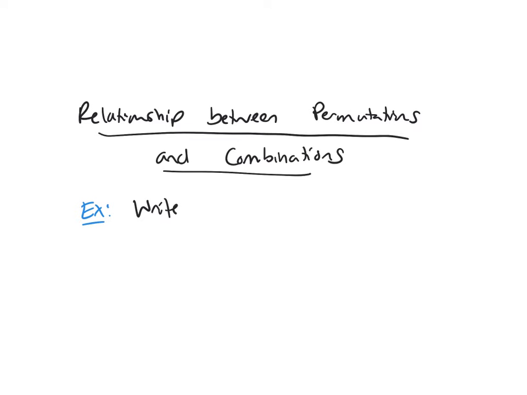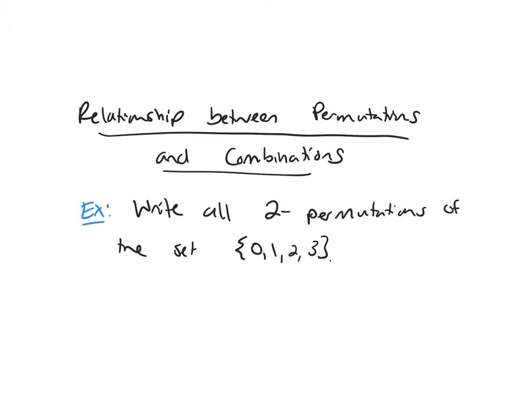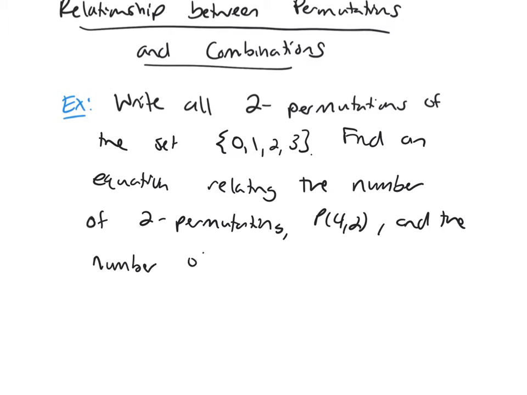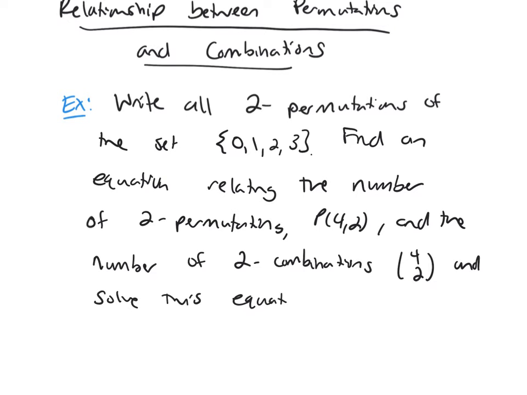Let's write all 2 permutations of the set 0, 1, 2, and 3 and find an equation relating the number of 2 permutations, so P(4,2), and the number of 2 combinations, so that's 4 choose 2, and solve this equation for 4 choose 2.